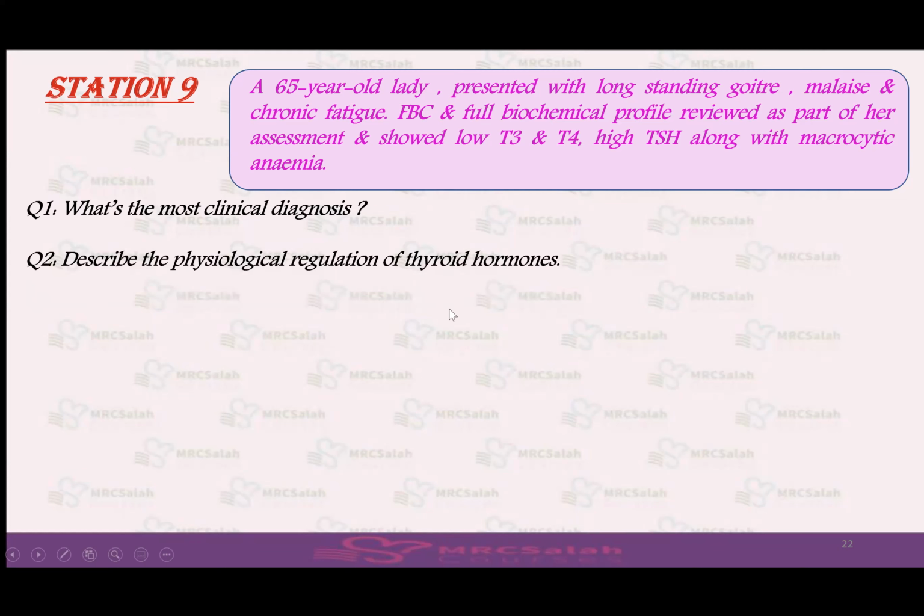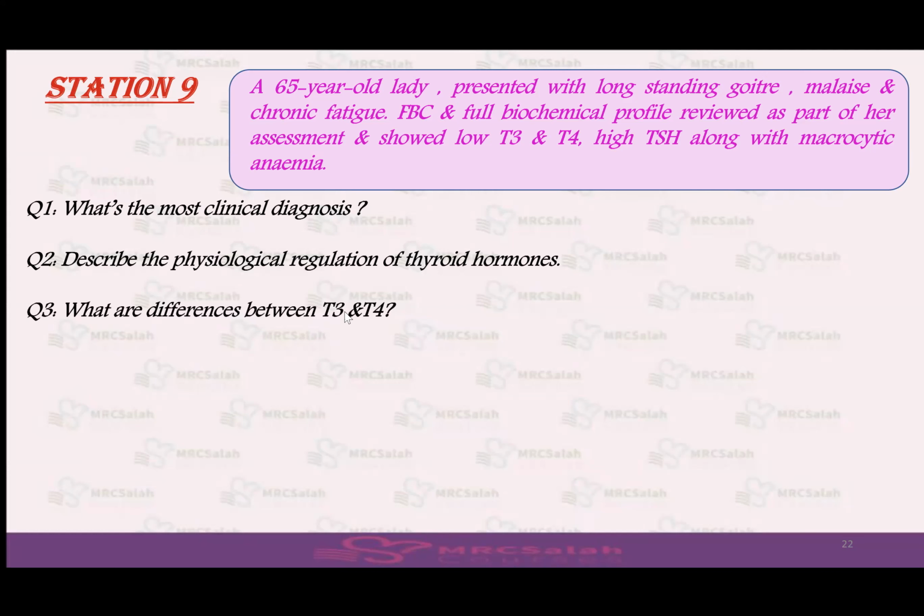Dr. Saeed, please describe the physiological regulation of thyroid hormones. The thyroid releases its hormones depending on thyroid stimulating hormone secreted from the anterior pituitary, which is released in response to thyrotropin releasing hormone from the hypothalamus. Then the thyroid secretes thyroxine, leading to negative feedback, inhibiting the pituitary and the hypothalamus.